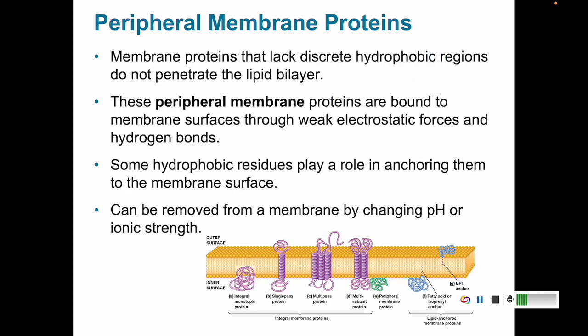Peripheral proteins are going to be proteins that do not have a discrete hydrophobic region. They might have a few hydrophobic amino acids in them, but not enough to give them an actual hydrophobic region. So they are not going to penetrate the lipid bilayer. They are just bound to the inner surface or outer surface of the membrane through weak electrostatic forces and hydrogen bonds. They might have a few hydrophobic residues that help anchor them to the membrane surface, but they can generally be removed by changing the pH or changing the ionic strength, breaking those hydrogen bonds, and purifying out that peripheral protein.